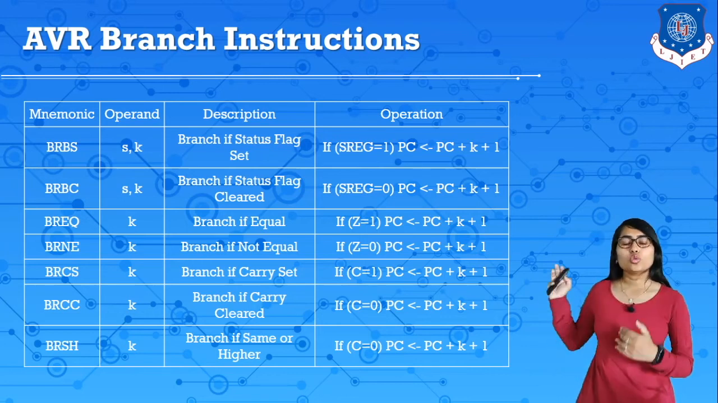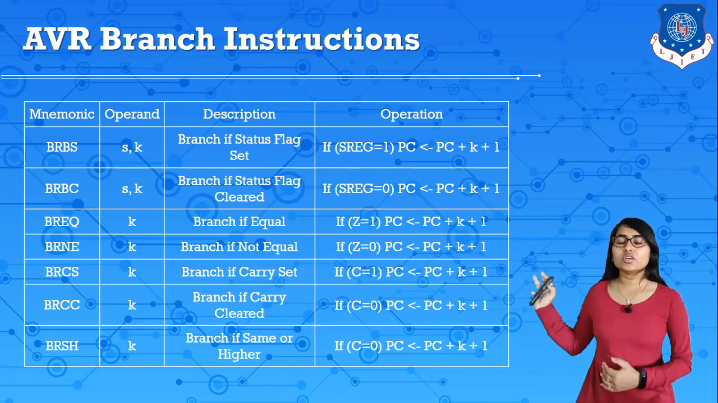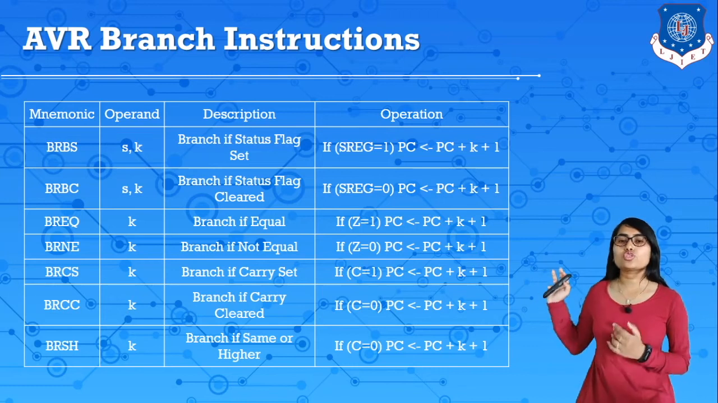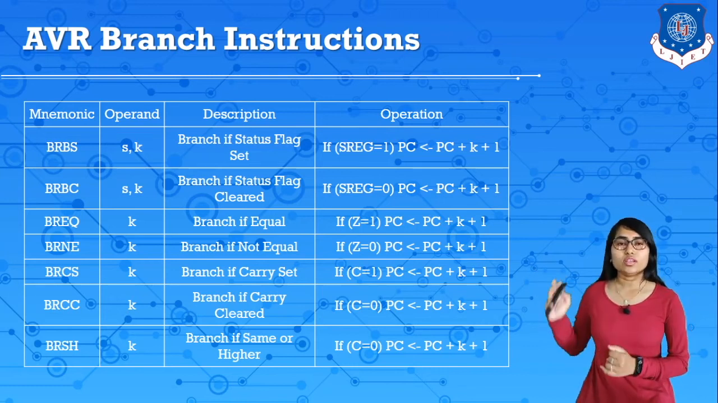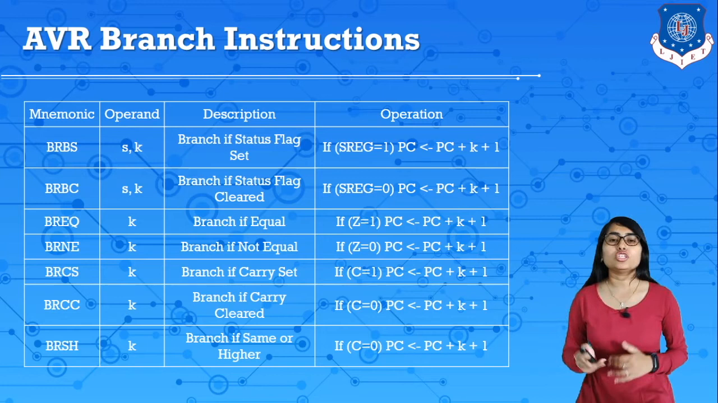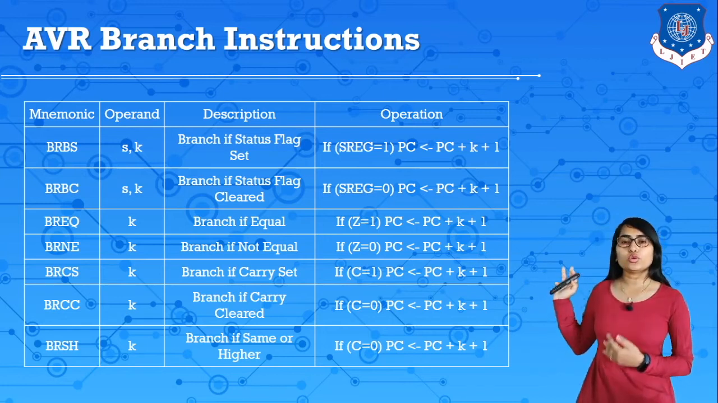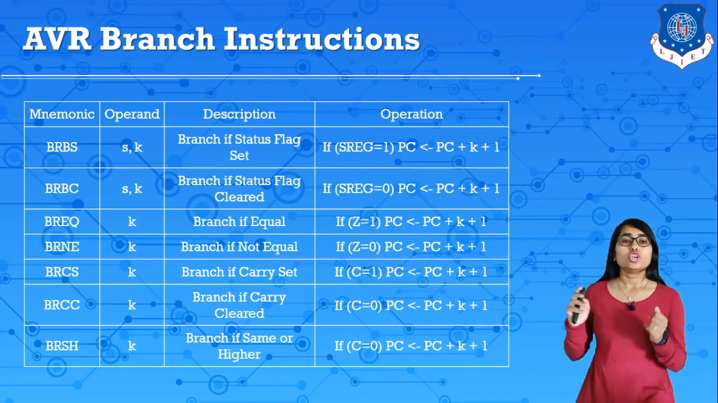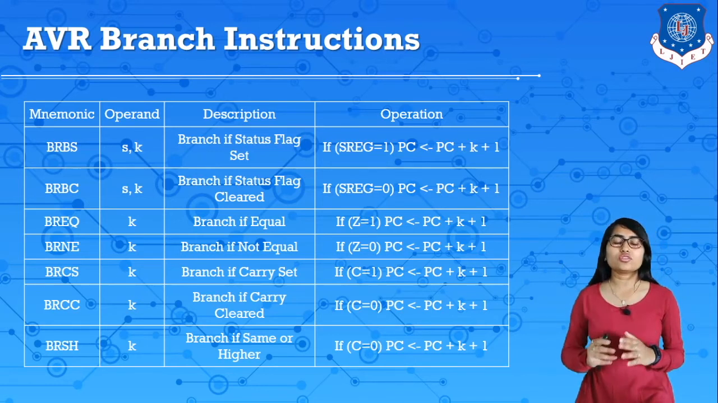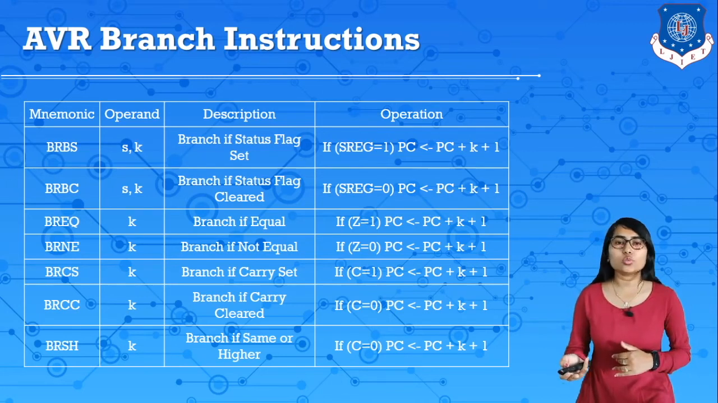So BREQ K: if Z equals 1, then program counter equals program counter plus K plus 1. Now branch if not equal: if Z equals 0, then program counter equals program counter plus K plus 1. So branch if not equal, that means if Z is equal to 0, that means A is not equal to B. That's why it will jump.